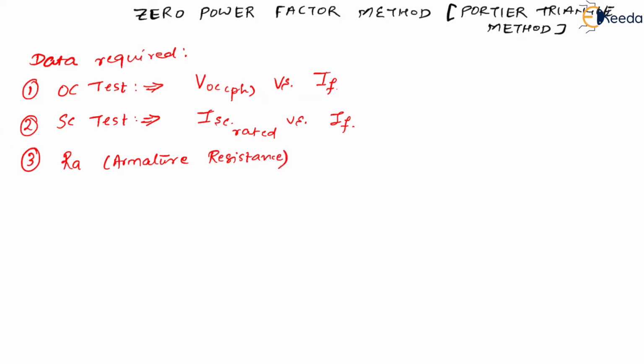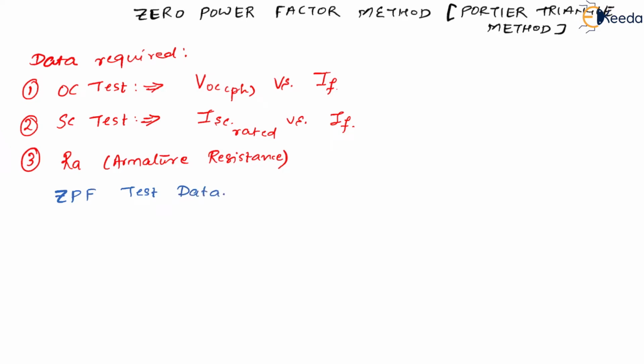Now, all this data we have already used in the EMF method and the MMF method. But apart from this, we need one more data in this particular method. What is that data? The new data that we need right now is the ZPF test data.